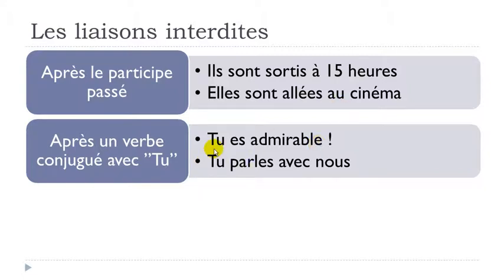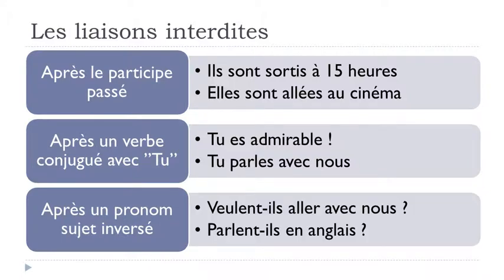So in that case, if you look at the sentence, you've got first your subject, so tu, and then here you get est, okay, and so this is the verb être, second person of the singular, so tu es admirable, all right? And in that case, well, don't make the liaison, okay? Tu es admirable. And it will be exactly the same thing here. Tu parles avec nous. So no liaison here between parles and avec, okay? Tu parles avec nous. All right, so that's the rule. When you've got a verb at the tu person, so second person of the singular, don't make a liaison after the verb, all right?